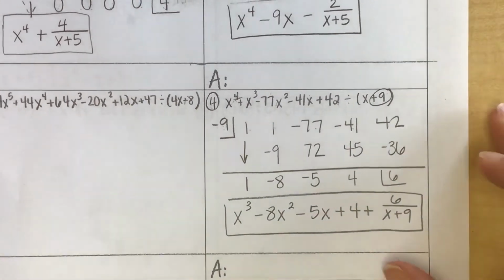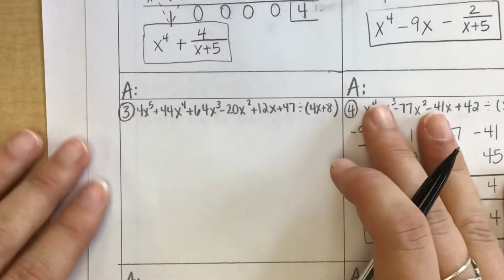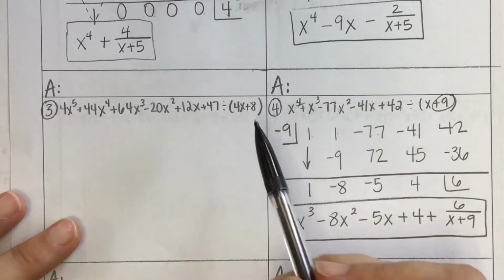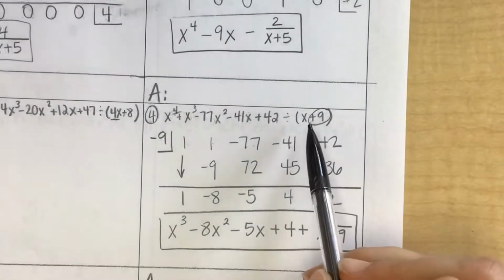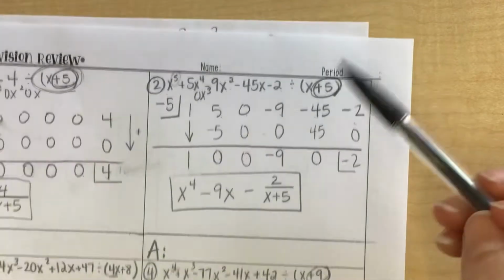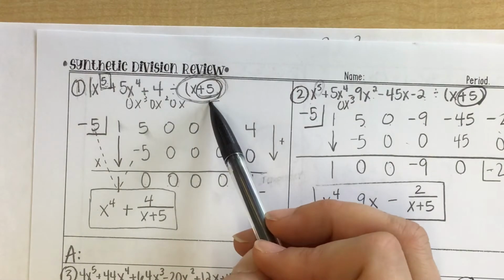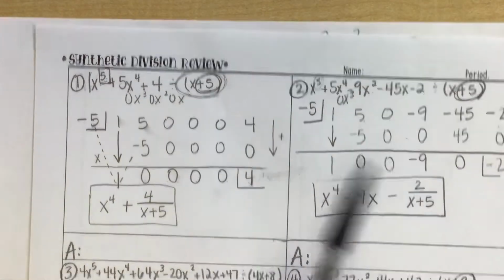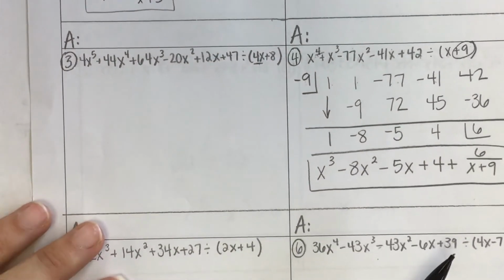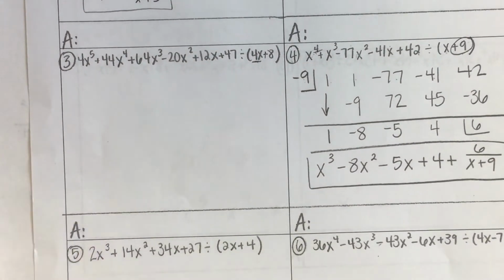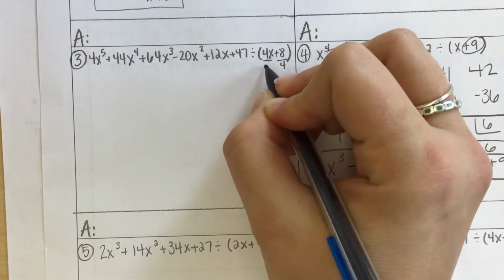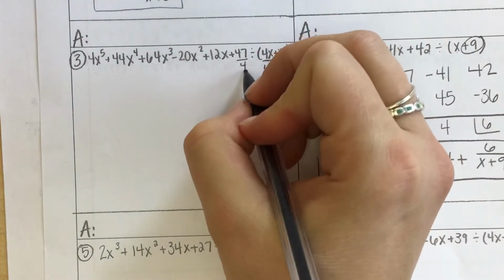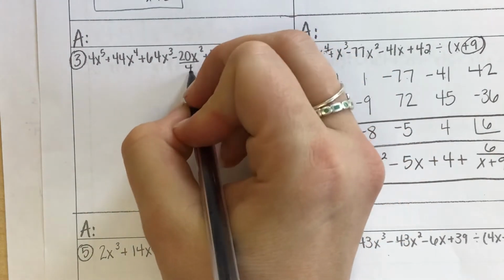All right, and then if we look at 3, 5, and 6, what's different about these is, if you notice, now I have a number in front of the x in what I'm dividing by. Here I just had x plus 9, x plus 5, and x plus 5. So there was no number in front of that x value. So now I have a number in front of that x value. So in order to get rid of that number, I'm going to have to divide everything by whatever number that is. So we're going to divide everything by 4.